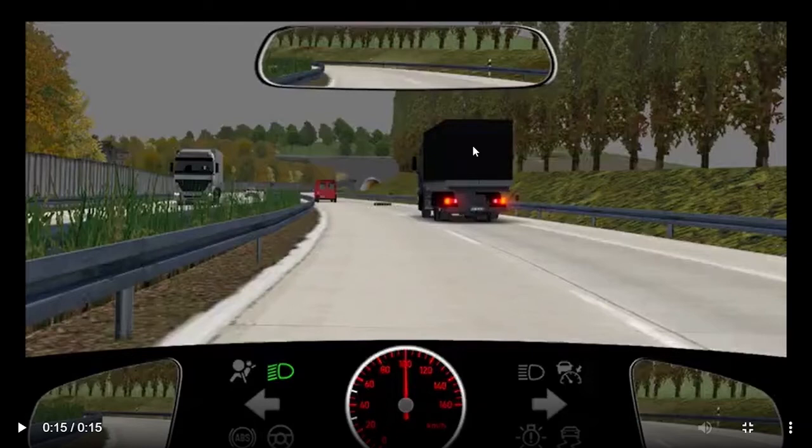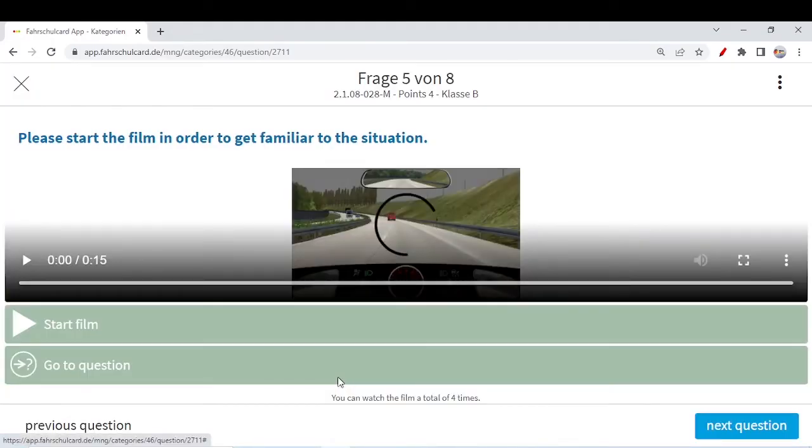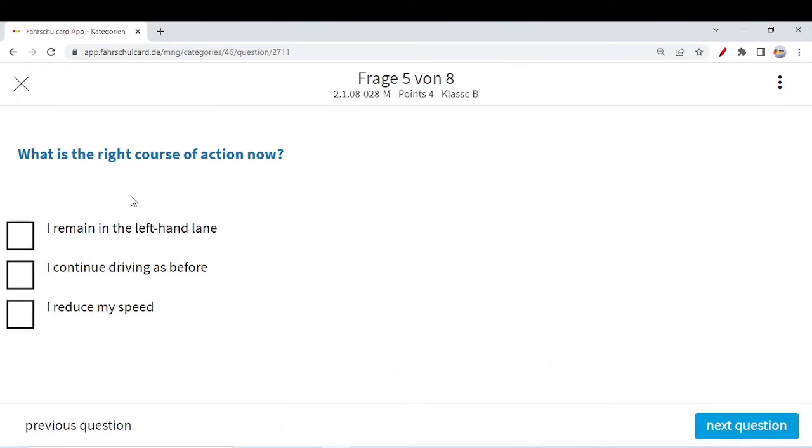Similarly, you should also do this, because we have seen already in our previous videos that whenever there is a traffic jam, you have to switch on your warn blinker, your hazard warning light, to tell the traffic behind you that there is some problem in front of you. So I think this question is pretty much clear. What is the right course of action now?